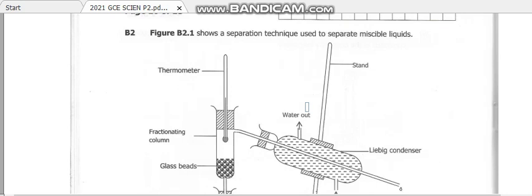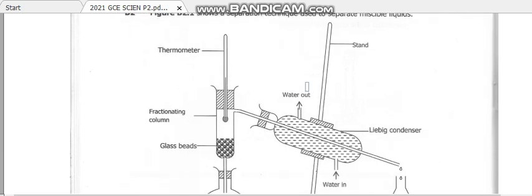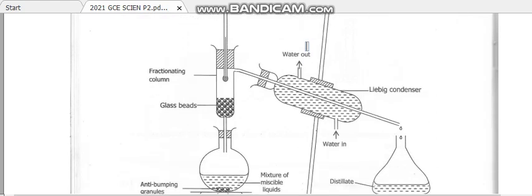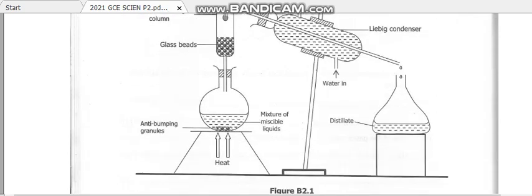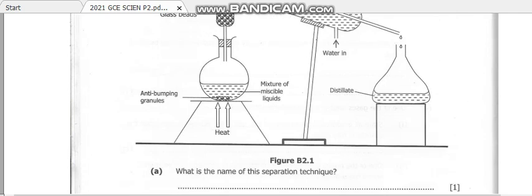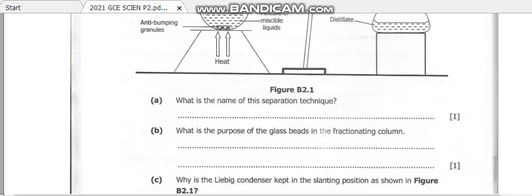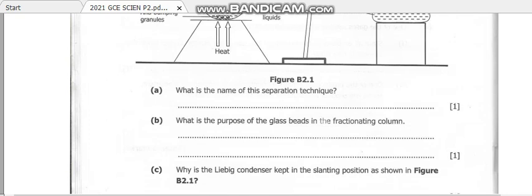Okay, so this is a separation technique that we are seeing in this diagram. We are seeing there's a thermometer there, there's a condenser, fractionating column, there are glass beads there. So that is the diagram that we are able to see there. So the first question is saying what is the name of this technique?